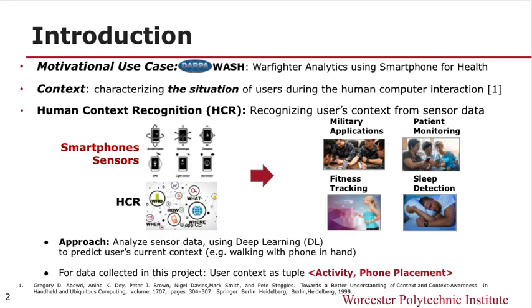Context can be defined as any information used to characterize the situation of users while they interact with an application. We use smartphones because they can be utilized as passive sensing systems that help in a variety of domains, such as healthcare or security, since they are ubiquitously owned and users carry them almost always.